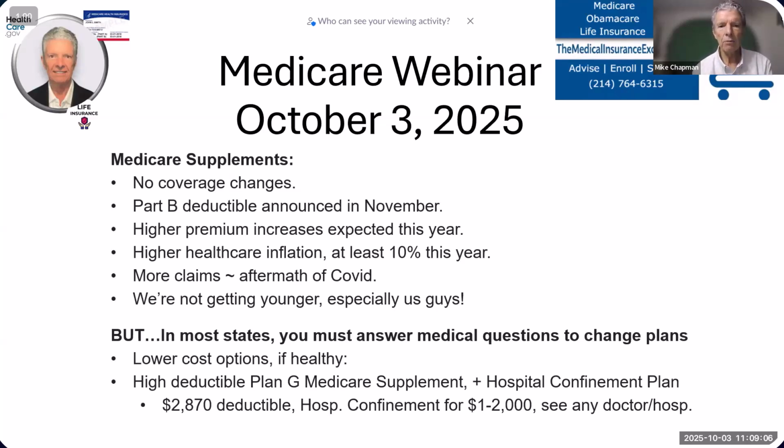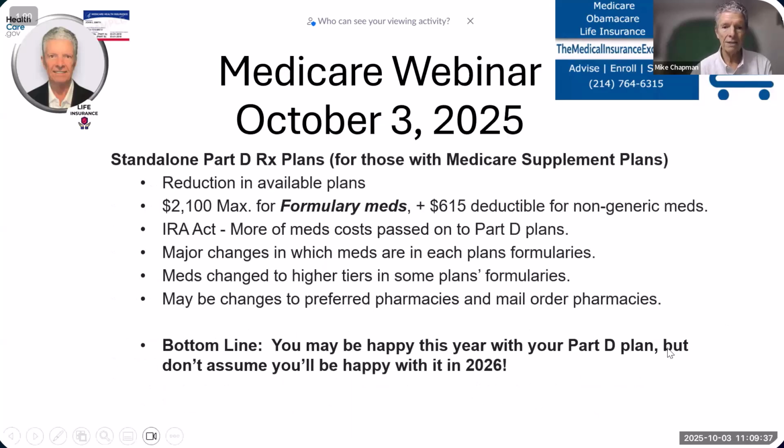You can expect higher premium increases for Medicare supplements this year. First of all, we have higher healthcare inflation. It's at least 10% this year. And part of that is due to more claims because of the aftermath of COVID. Nobody had any wellness stuff and never went to the doctor during the COVID dark years, but it's caught up. And so you can expect higher claims. And of course, we're all getting older, especially us guys.